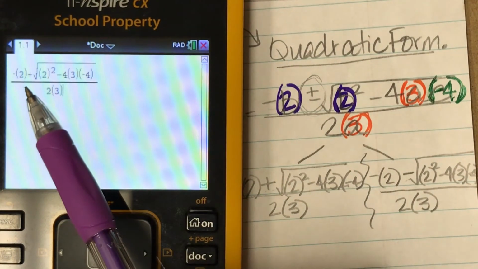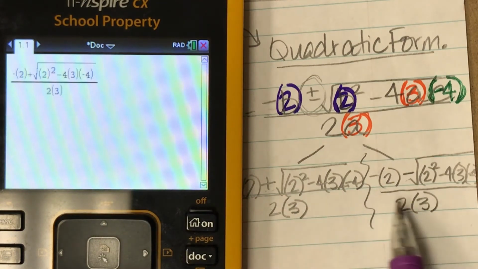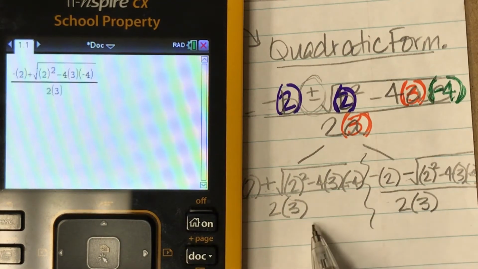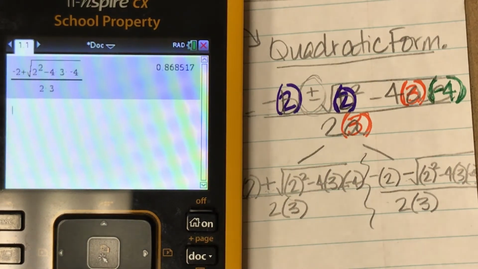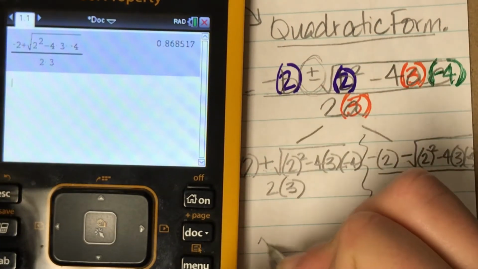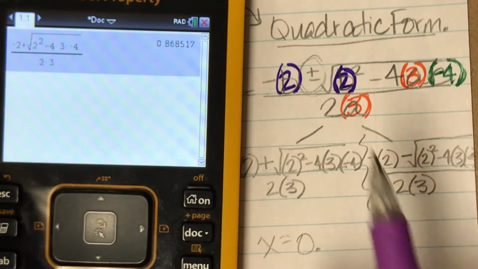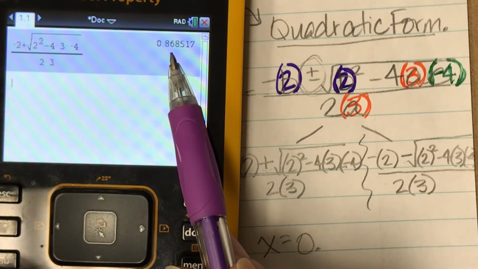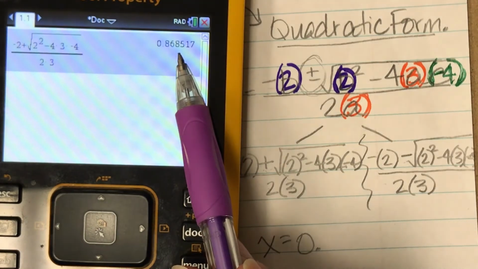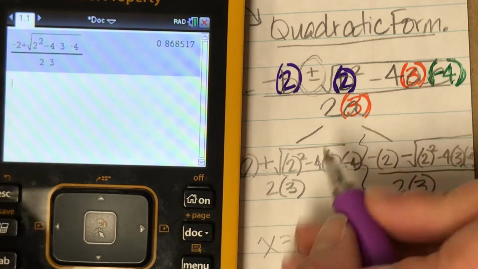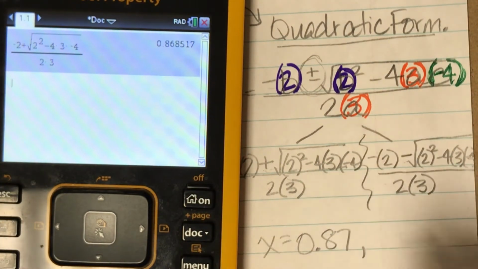I'm doing the addition side first, okay? Remember we said this formula actually means 2 different problems. I'm going to do the plus one first, hit enter, and I get this really gross answer. So one of my answers is x equals 0.86, but the next number tells me that I'm going to have to round that up to 0.87. We usually go 2 numbers after the decimal.